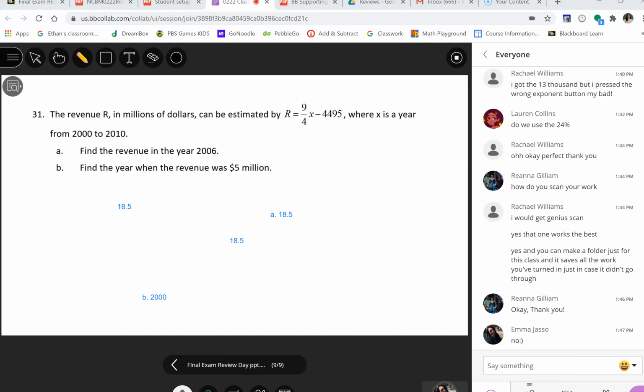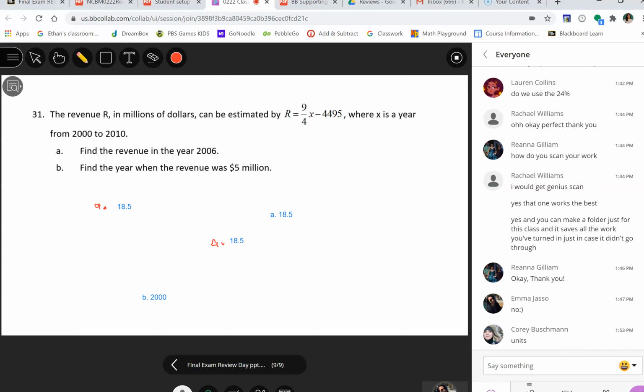Okay, so let's check these answers here. Just heads up, if you answered 18.5 for A, you don't get full credit. Does anyone know why you would get points off if you answer 18.5? Units. That's right. I know, and you'll moan and groan about it, but you have to include units on any type of word problem final answer. So what are the units for what we're calculating here?